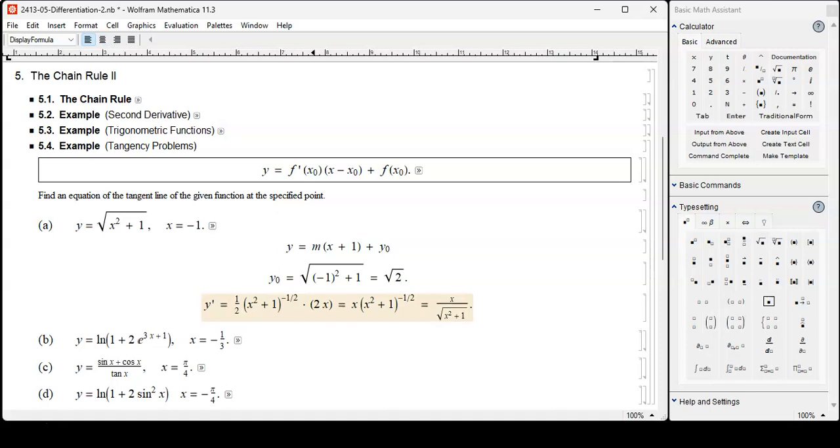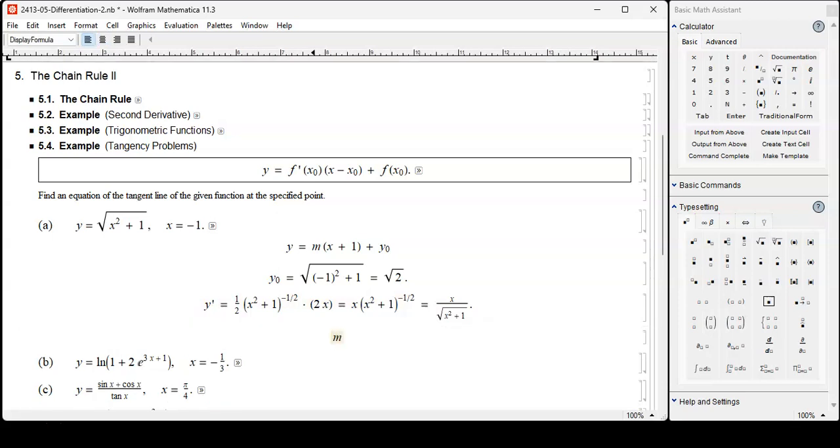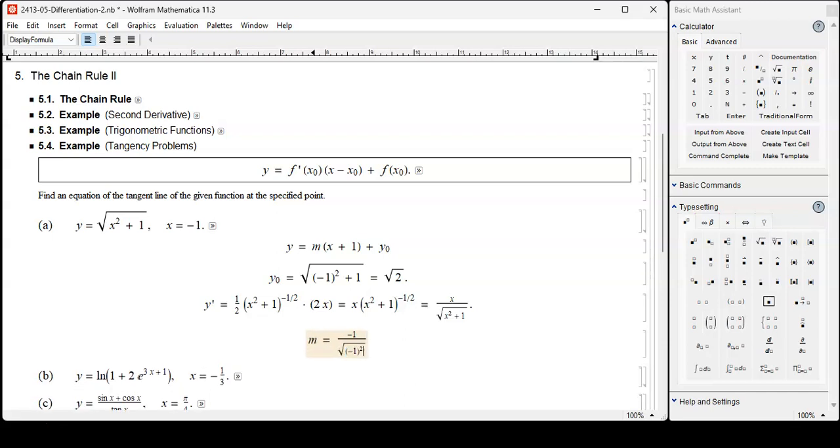So plugging in x equal to -1, you're going to get your m value. That's -1 over the square root of -1 squared plus 1, so -1 over the square root of 2, excuse me. That's my slope.